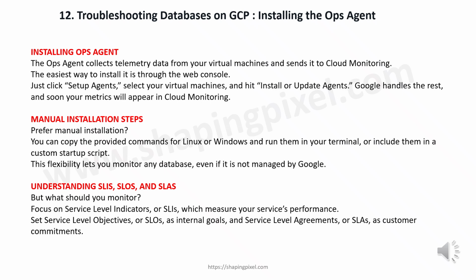But what should you monitor? Focus on service level indicators, or SLIs, which measure your service's performance. Set service level objectives, or SLOs, as internal goals and service level agreements, or SLAs, as customer commitments. Identify your key metrics, set up dashboards, and create alert policies to stay informed and maintain reliable service.